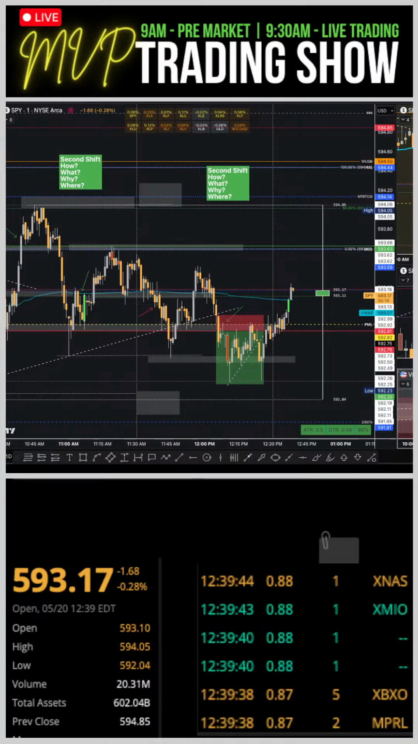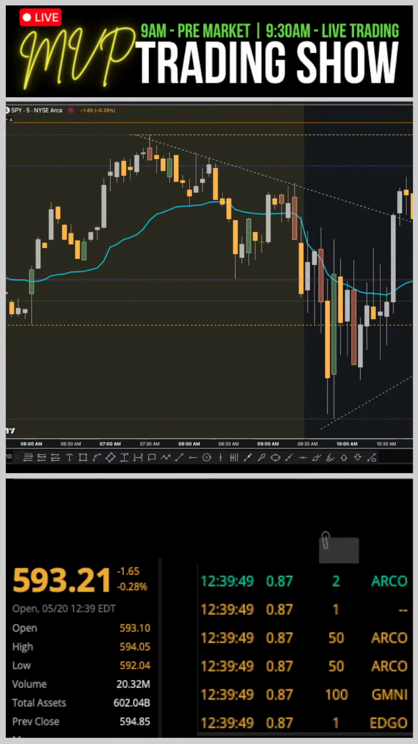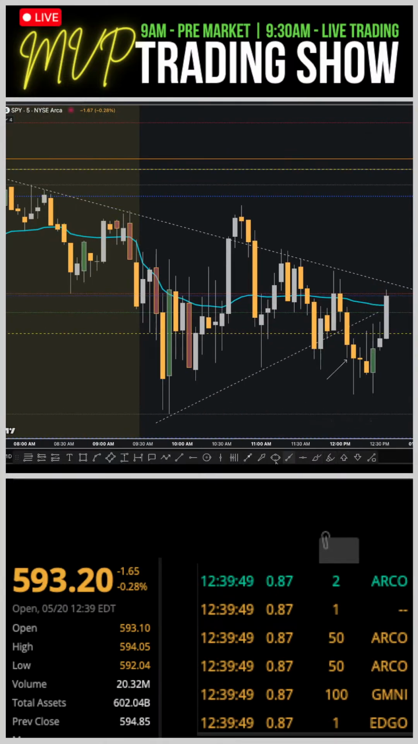Okay, we're above VWAP 1. Put in the chat: do you think we're going to break this? Do we have a shot to break this, or is this a trap? Trap or break?